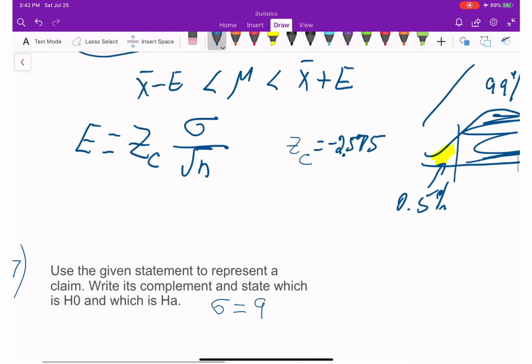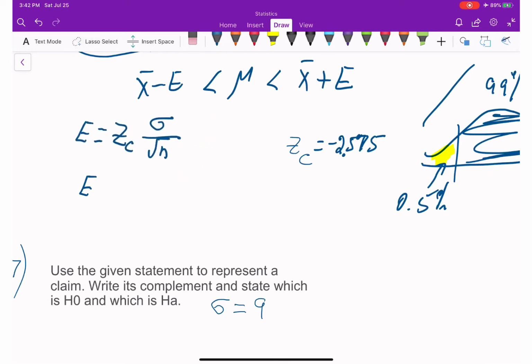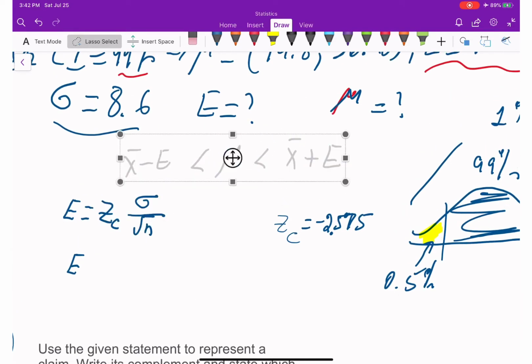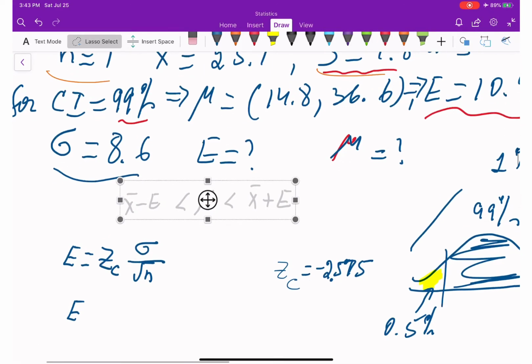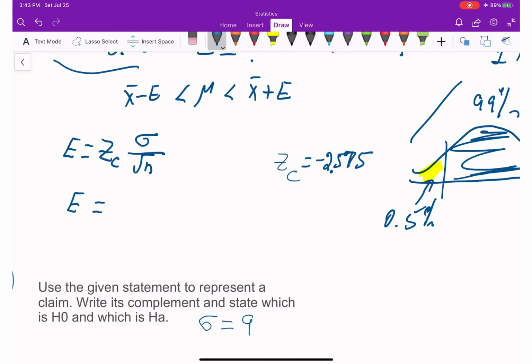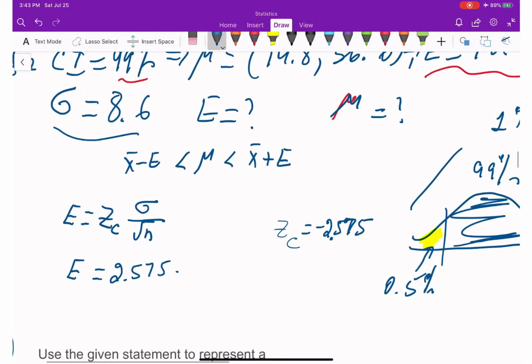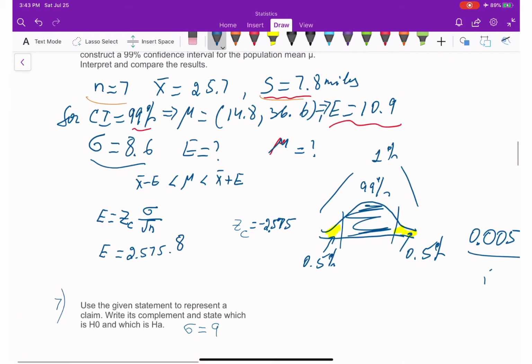7.5. Okay, so from here, margin of error is equal, it's gonna be positive because we're critical, we don't use negative, 5.75 times standard deviation is 8.6, it's right here, 8.6, and divide by square root of n, 7. And you should get 8.4 for this one.